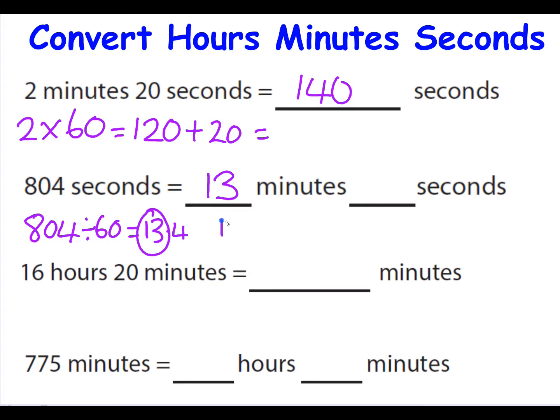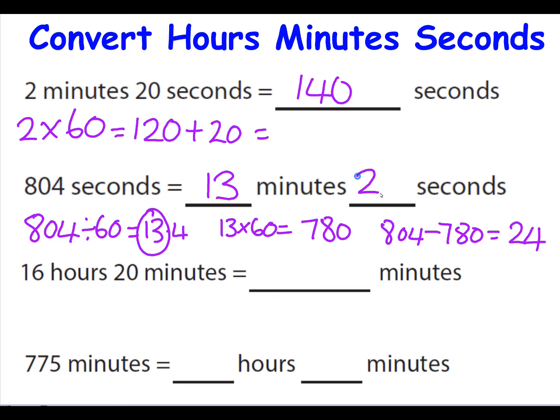Now if I multiply 13 by 60, it tells me how many seconds there are in that 13 minutes. So there are 780 seconds in 13 minutes. Now I've got 804, so I take away the 780 that makes up my 13 minutes, and that leaves me with a remainder of 24 seconds. So we end up with 24. So 804 seconds is the same as 13 minutes and 24 seconds.